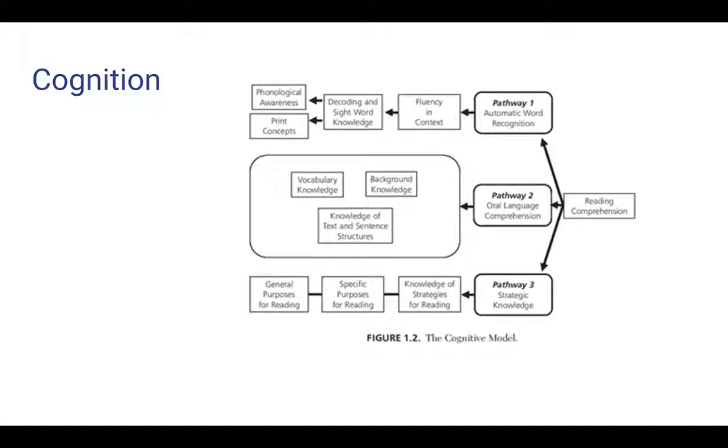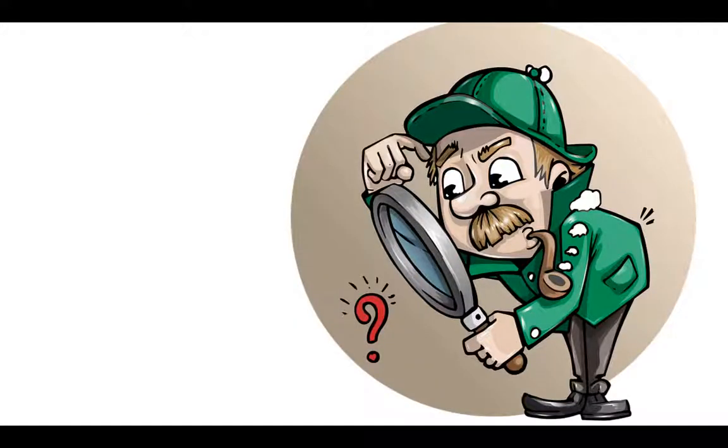One would be the automatic recognition of words. Two would be the comprehension of the language in the text. And then three would be the ability to use strategies to achieve one's purpose in text. So that would be being able to summarize, being able to monitor for your own understanding, those types of skills.